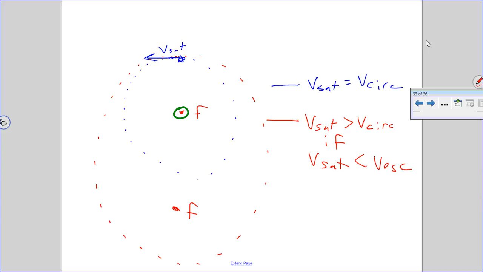So what's the other possibility? Inside the circle, exactly. So if the velocity of the satellite is less than the velocity required for a circular orbit, then gravity takes hold of it quicker, and you get an orbit that looks like this, where here's your focus, and here's your other one.